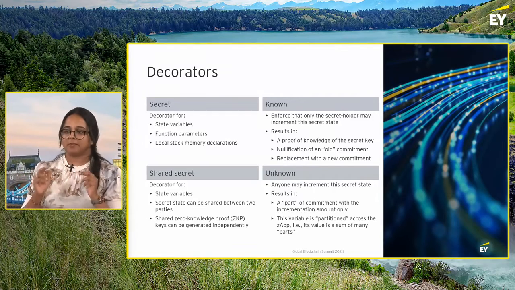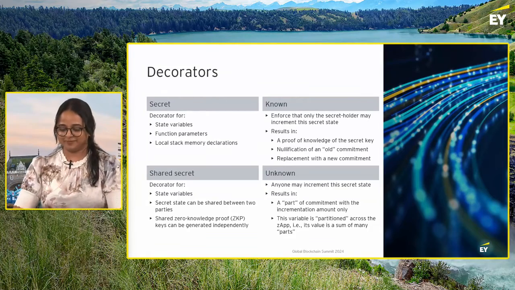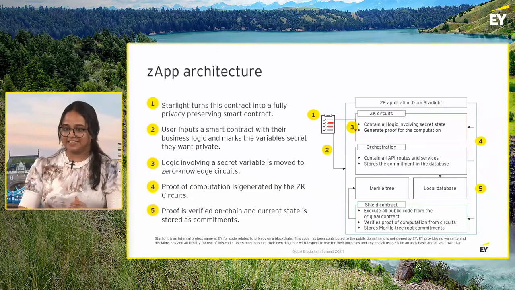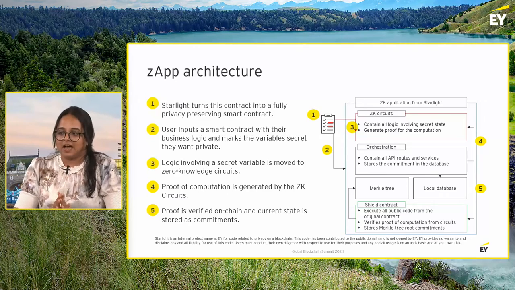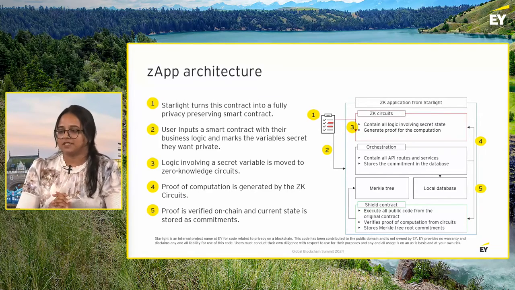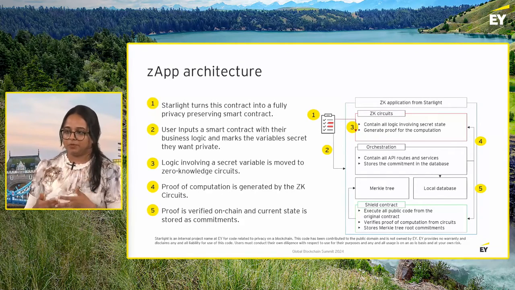which allow you to move to that intermediary step of a decorated smart contract. Now the next step was to run the Zapify command and get the application from Starlight. So this allows me to take you through the architecture that the Zap has, which you got from Starlight. There are three main components that the Zap architecture has.